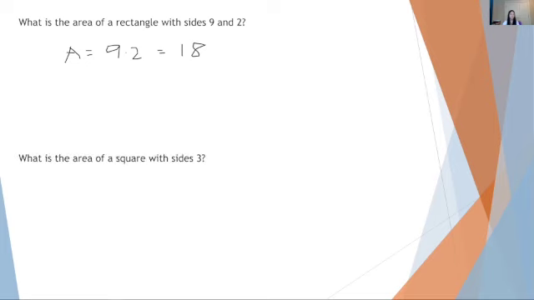And what is the area of a square with sides 3? Remember that in a square, the length is equal to the width. So the area would then be 3 times 3, or 9.